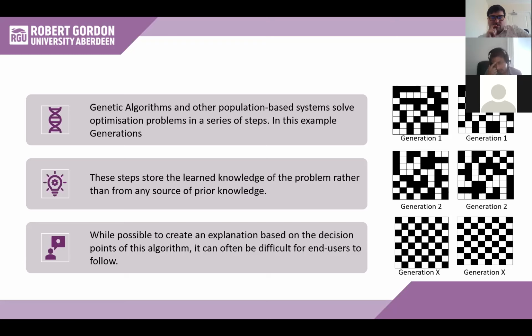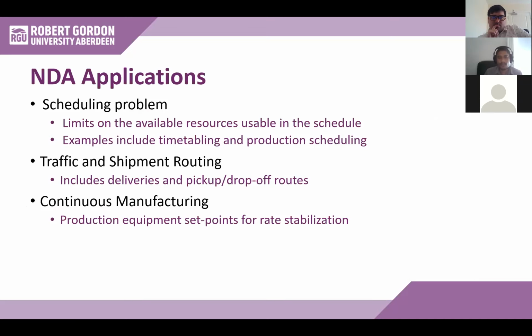But as it goes through the process, each step that it goes through, each generation, it is collecting knowledge without any prior source of it about the problem structure itself, and that is represented in the populations as it solves the problem. And it is possible at that point to derive an explanation to an end user, but it can often be very difficult or overly complex for them to understand without prior knowledge of the system itself and a lot of the methods involved.